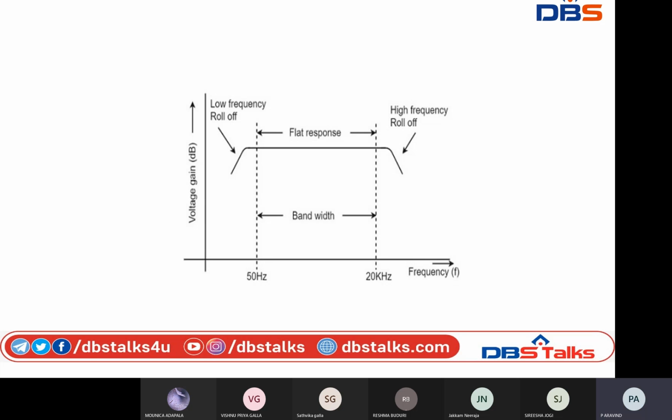See, at high frequencies the capacitive reactance is low, so the capacitor behaves as a short circuit at high frequencies. Due to that, the loading effect of the next stage increases, which reduces the voltage gain. So at mid frequencies, that is from 50 Hz to 20 kHz, the voltage gain of the amplifier is constant in this range of frequencies. That's why we have a flat response. Gain is constant.